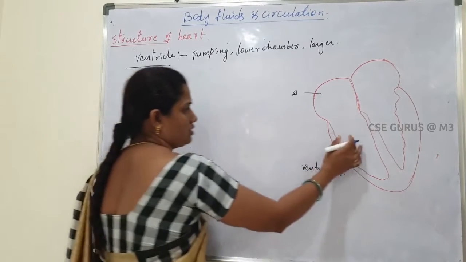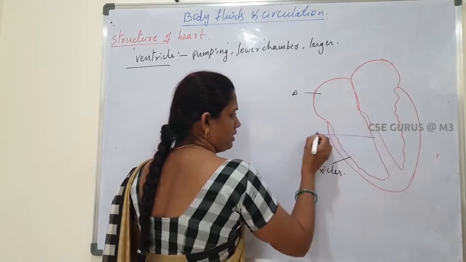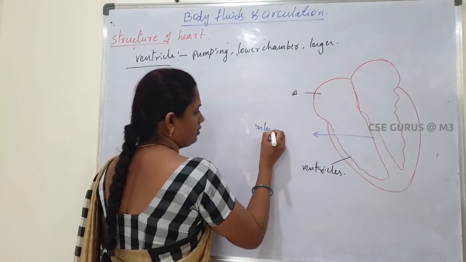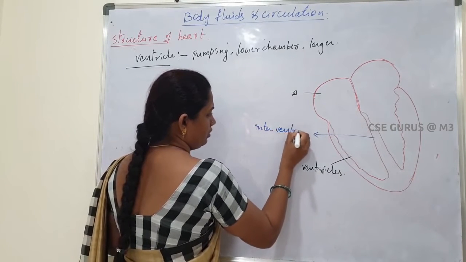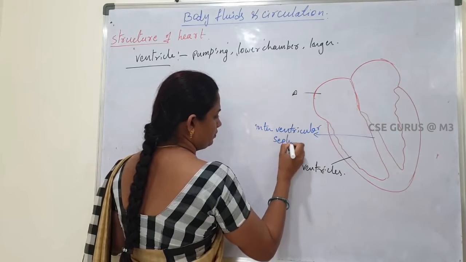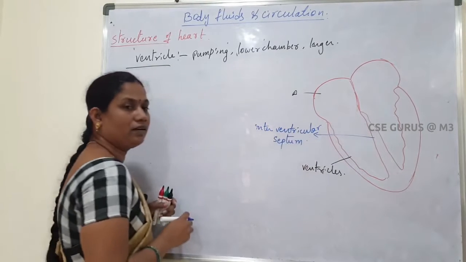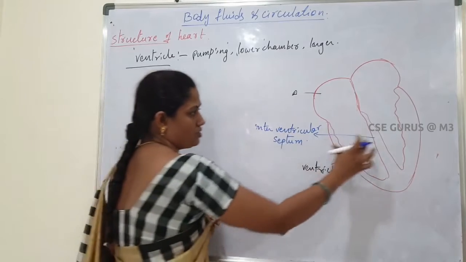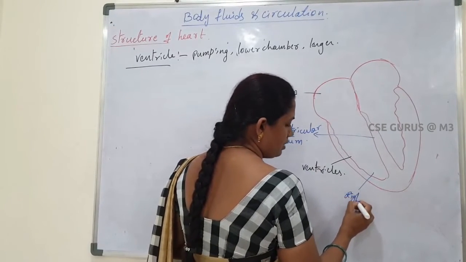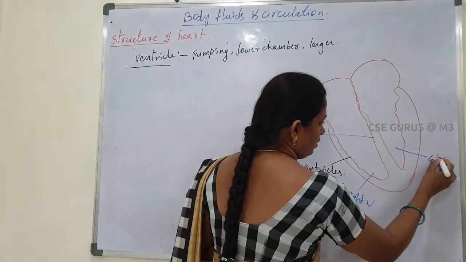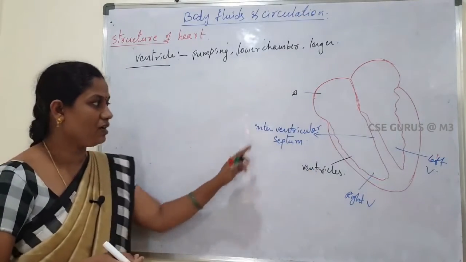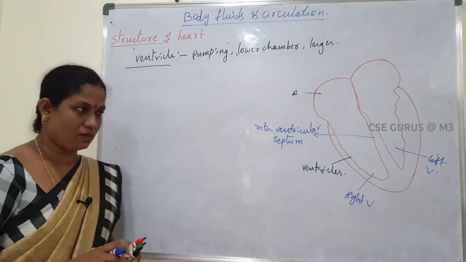Next, the two ventricles are separated by a wall-like structure called the interventricular septum. The interventricular septum separates the two ventricles. This is the right ventricle, and this is the left ventricle. The right and left ventricles are separated by the interventricular septum.